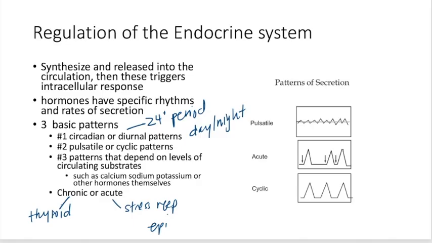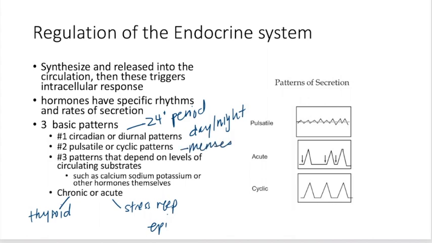When we're talking about pulsatile or cyclic patterns, this would be things such as FSH, LH. They follow a certain pattern or a cycle. Sometimes we will have more pulsatile mechanisms, such as earlier on when we talk about fetal development, we're going to have more pulsatile gonadotropin releasing hormone versus when it gets older, we have more of a cyclic pattern.